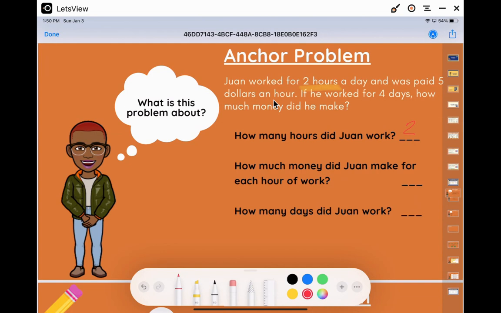How much money did Juan make for each hour of work? Write your answer in the Nearpod. Did you say that Juan made $5 an hour? Juan made $5 an hour. So for each hour that Juan worked, he made $5.